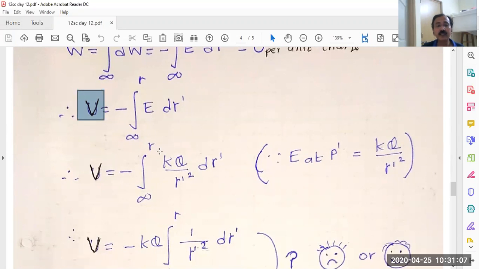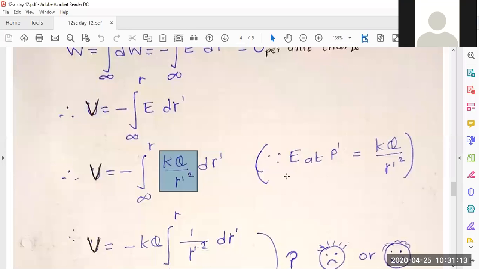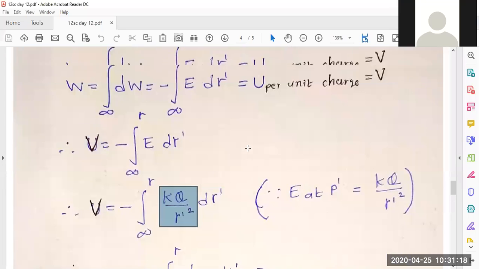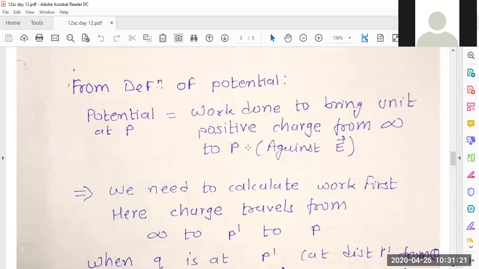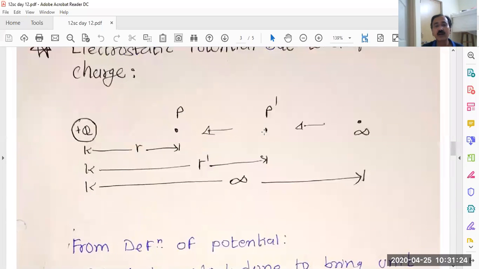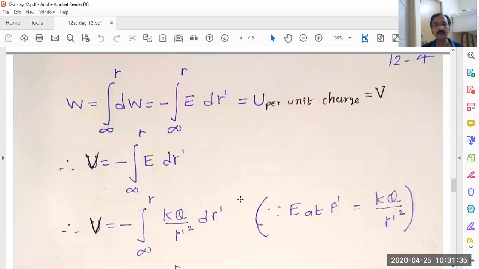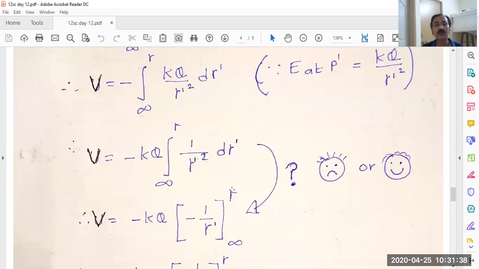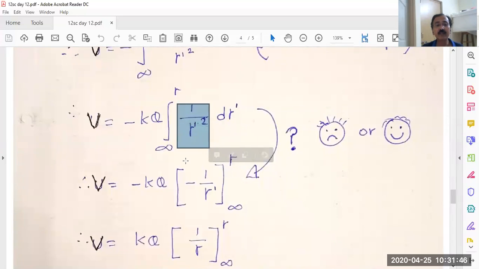Now instead of E, can I write KQ by r square? Why am I writing r dash? Because your 1 coulomb charge is right now at this point P dash, and the distance involved is r dash. So KQ, being constant, goes outside. 1 by r dash square is there, and then straight away I'm writing minus 1 by r dash.